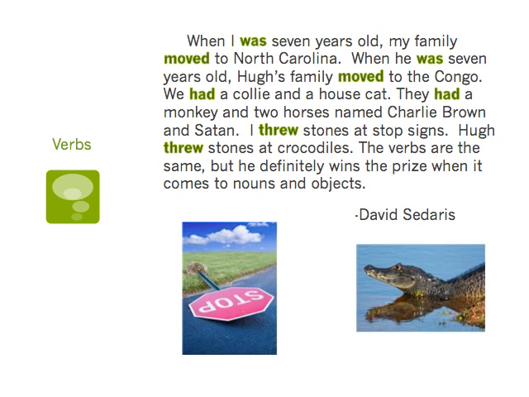When I was 7 years old, my family moved to North Carolina. When he was 7 years old, Hugh's family moved to the Congo. We had a collie and a house cat. They had a monkey and 2 horses named Charlie Brown and Satan. I threw stones at stop signs. Hugh threw stones at crocodiles. The verbs are the same, but he definitely wins the prize when it comes to nouns and objects.